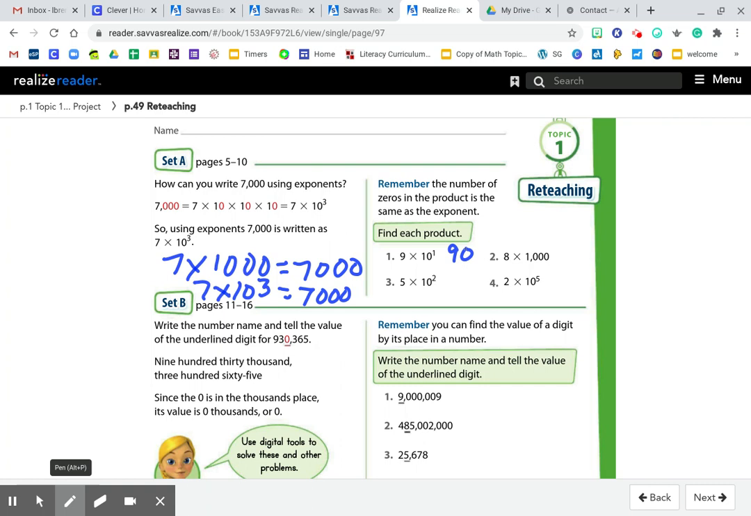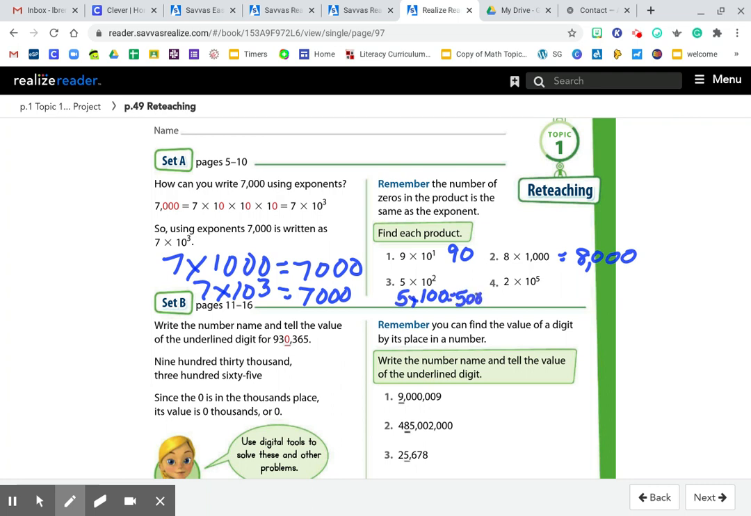8 times 1,000 is 8,000, and you should be pretty comfortable with that. The exponents are probably the new stuff for you. So we might want to convert the exponents into base 10 numbers to make it look more normal for you. So 10 to the second is like saying 10 times 10, and 10 times 10 is 100. So 5 times 100 is 500.